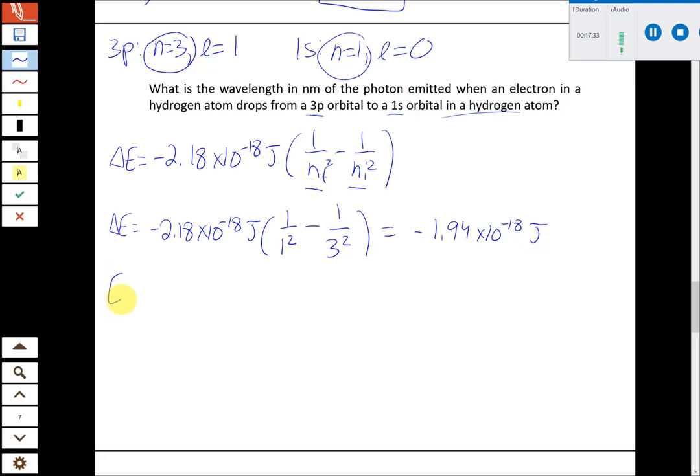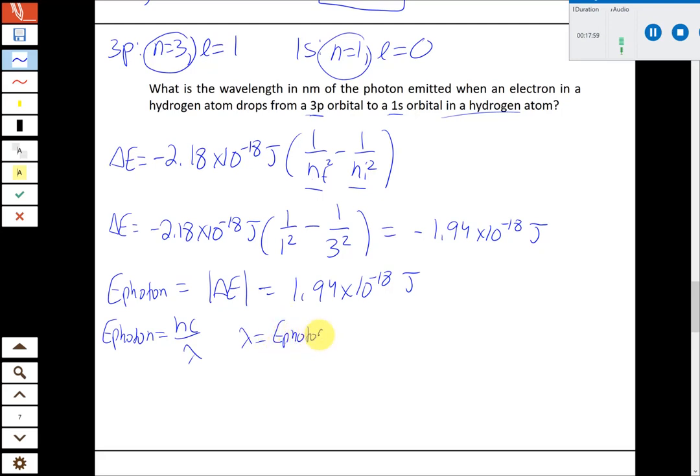The energy of the photon, which in this case is emitted, is again given by the absolute value of that delta E. So it's going to be just 1.94 times 10 to the minus 18 joules. And then as before, the energy of the photon can be related to frequency or wavelength. In this case, the wavelength is what we want. We're looking for the wavelength, and that's going to be given by hc over lambda. So lambda is going to be hc divided by the energy of the photon. Algebra is hard sometimes. And so we get 6.626 times 10 to the minus 34 joule seconds.